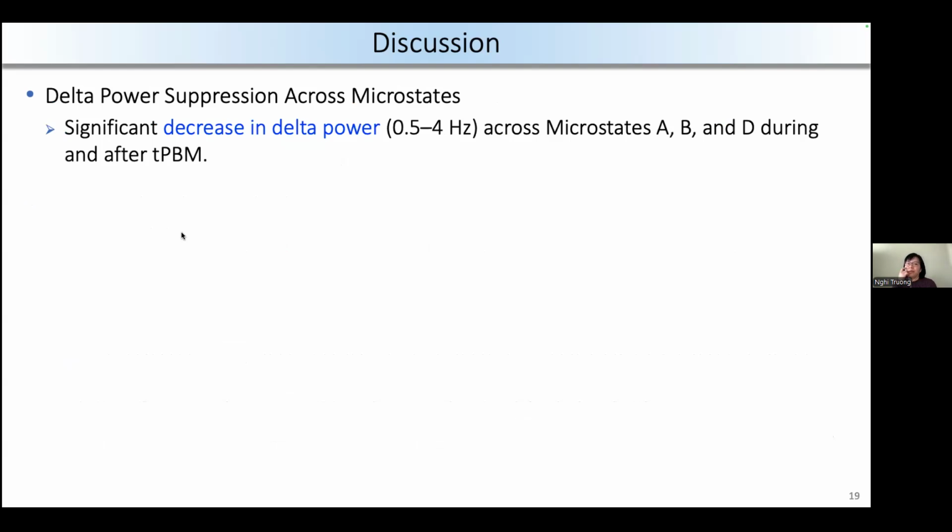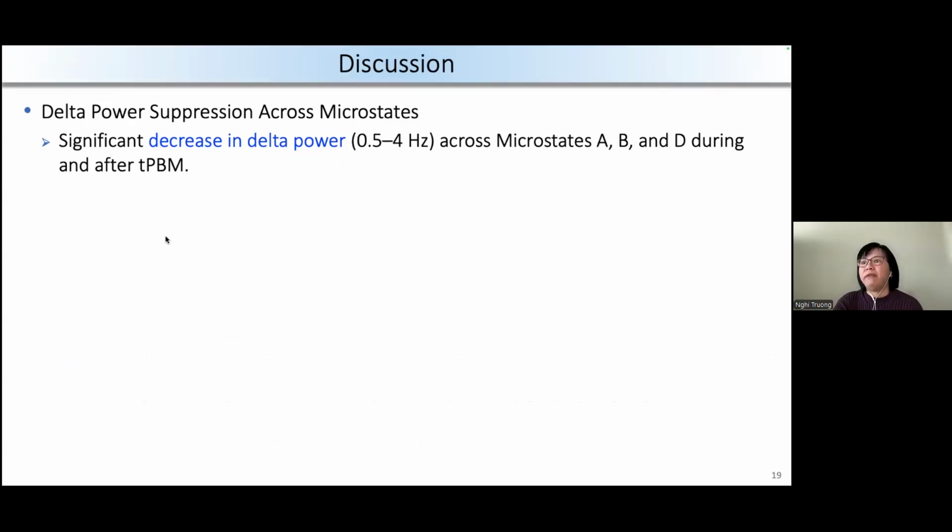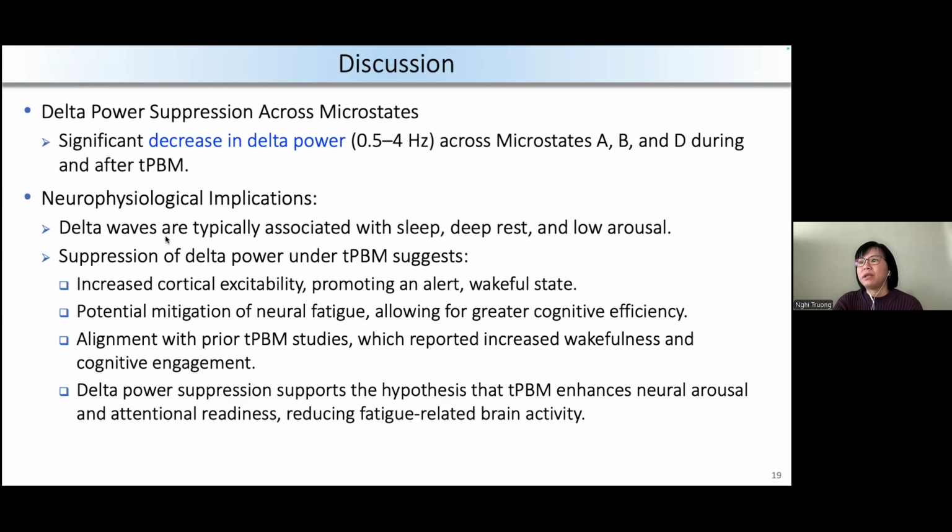For the frequency domain results, we see a significant decrease in delta power across microstates A, B, and D during and after tPBM. So this can be explained as the suppression of delta power under tPBM indicating increased cortical excitability and promoting an alert and wakeful state. It also has a potential mitigation of neural fatigue and allows for greater cognitive efficiency. Delta power suppression also supports the hypothesis that tPBM enhances neural arousal and attentional readiness, and reduces fatigue-related brain activity.